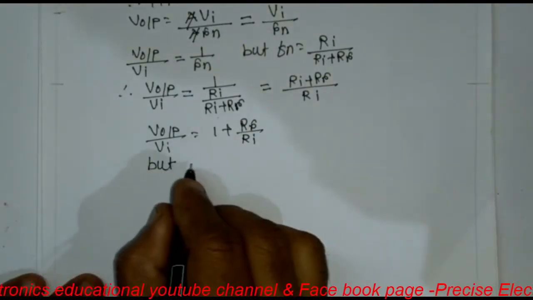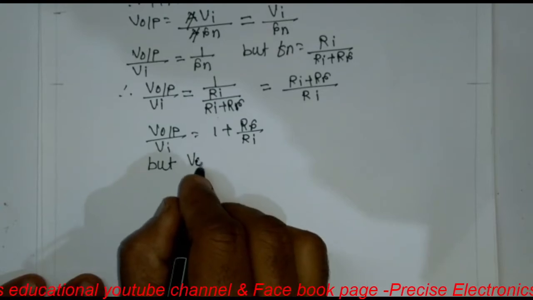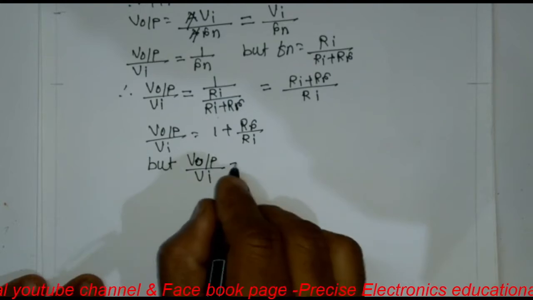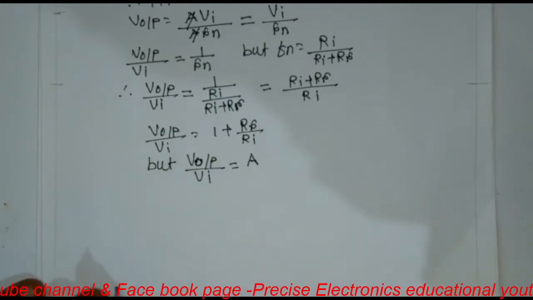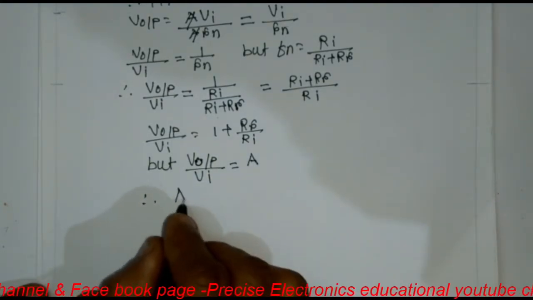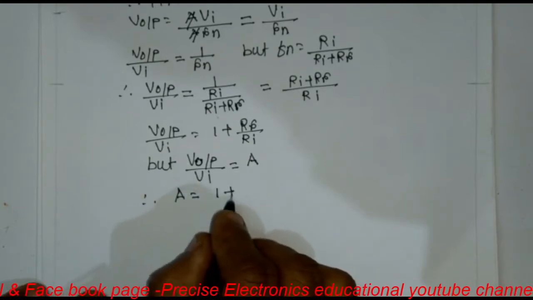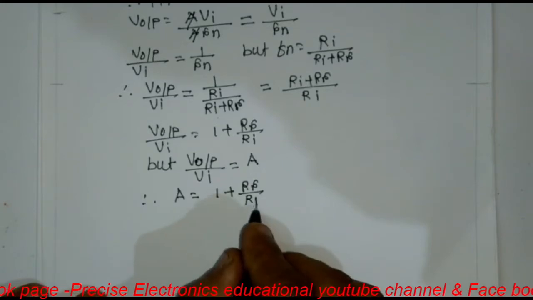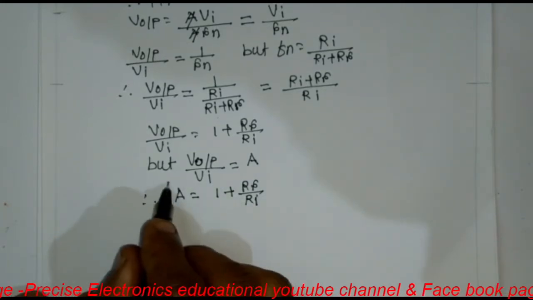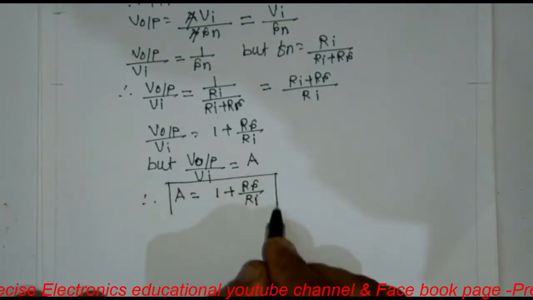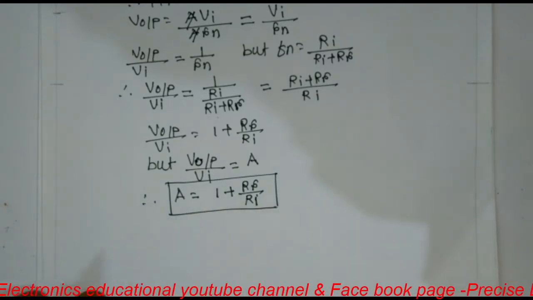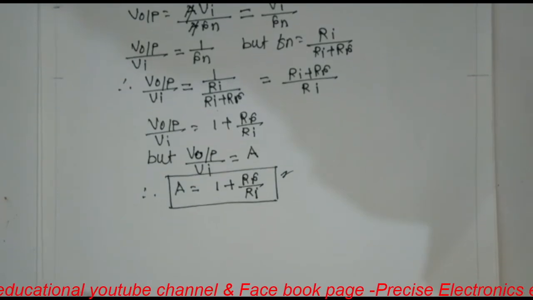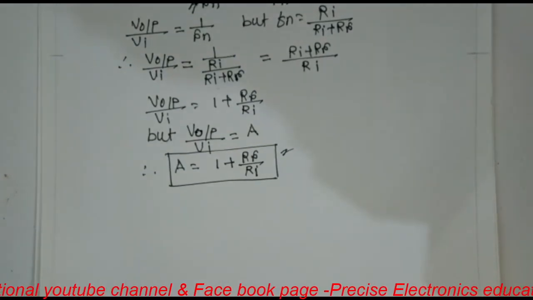But what is V output upon Vi? That is nothing but the gain. So therefore gain A is equal to 1 plus Rf upon Ri. So friends, this is the expression which is used to find out the gain of the amplifier. So the gain of the amplifier is equal to 1 plus Rf upon Ri.